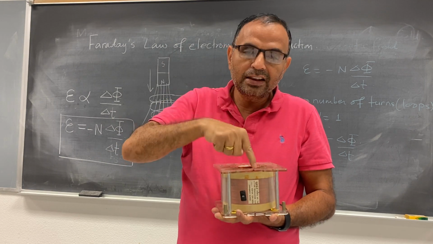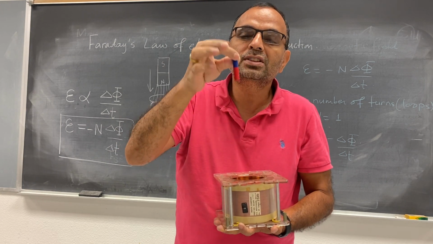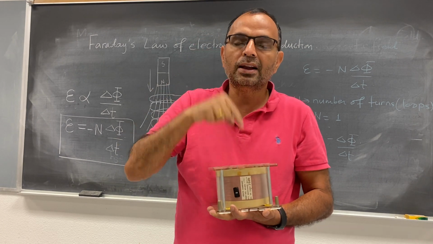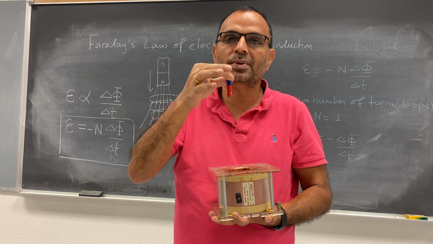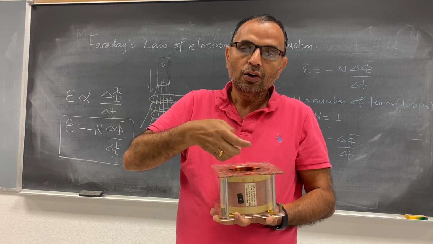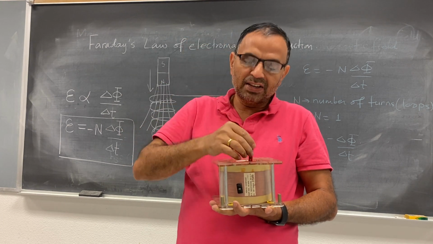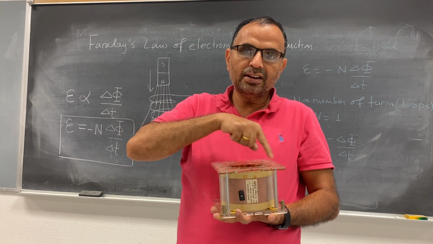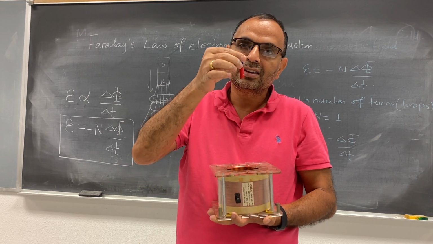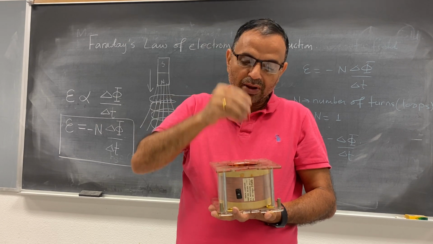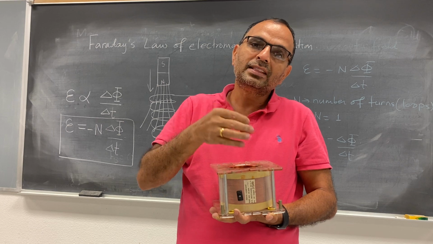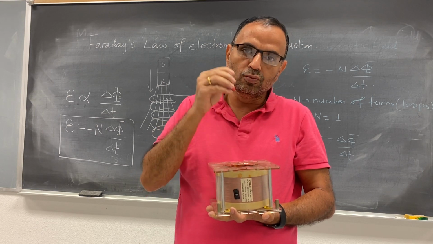So the induced magnet opposes the motion of the source magnet. If I want to move downward, the induced magnet restricts me from moving it down. This induced magnet opposes the motion of the source magnet. So if I want to move down, a north pole develops here, and this north pole and the source north pole repel. So it is very difficult for me to move it down.